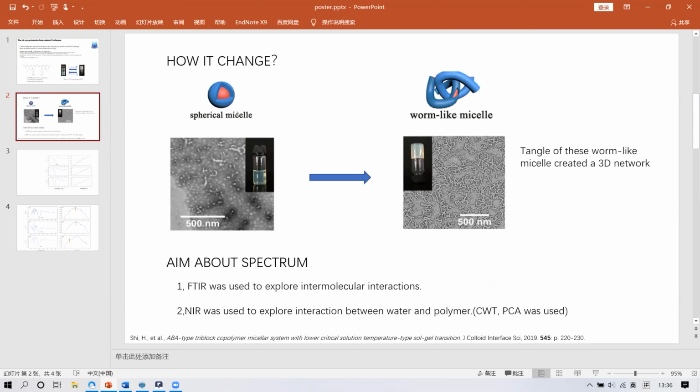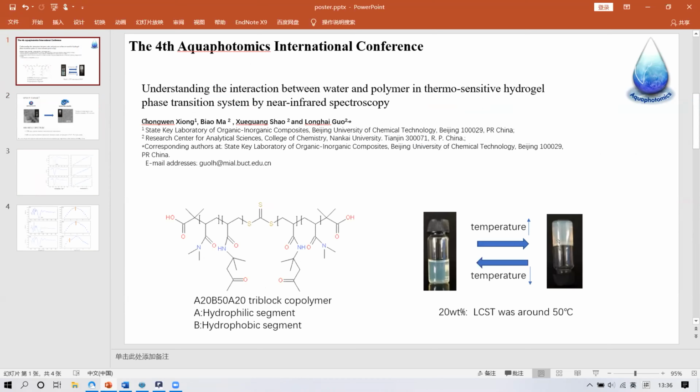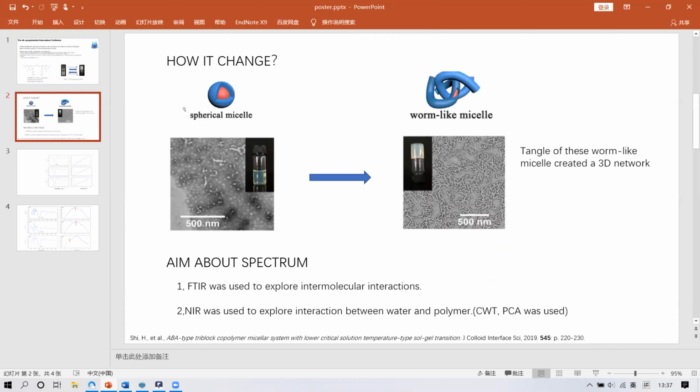spherical material is in this solution, and when the temperature rises, this solution becomes a gel, a water gel, and when the temperature goes down, this gel goes back into the solution. So some research has been done to figure out what happened in it. They found the worm-like material, the main reason being that the tangle of the worms creates a 3D network.